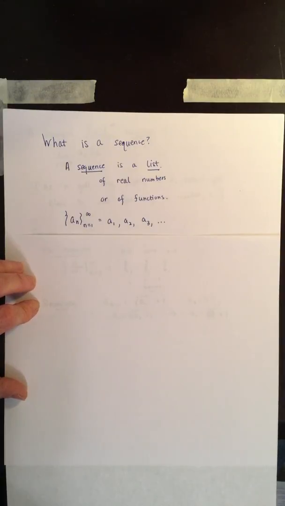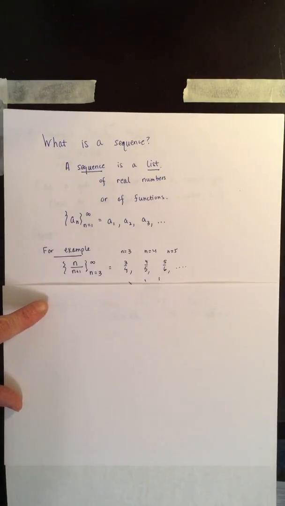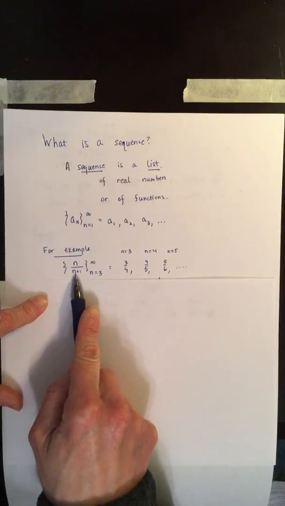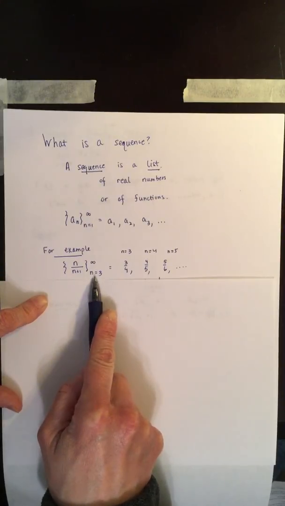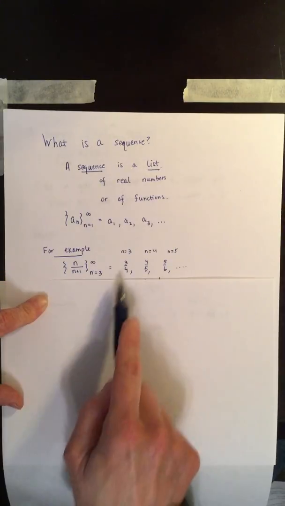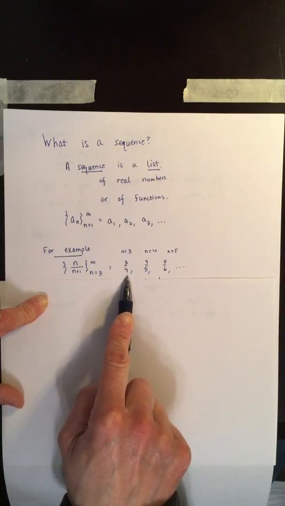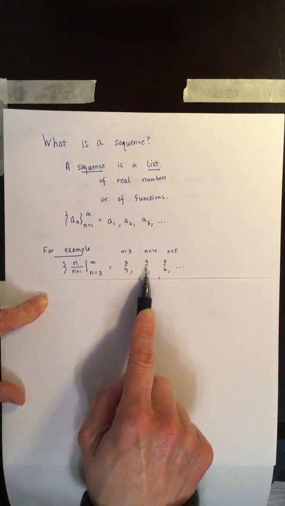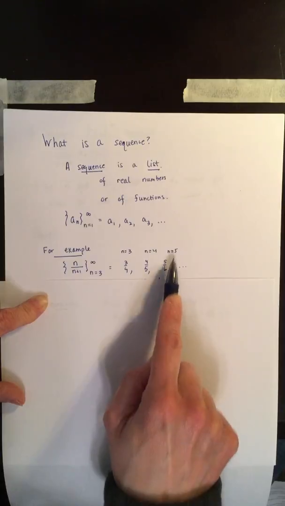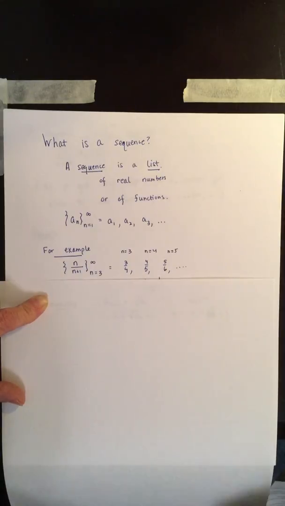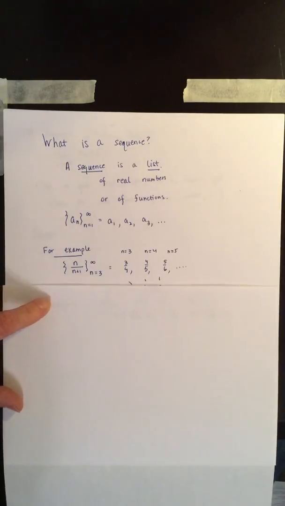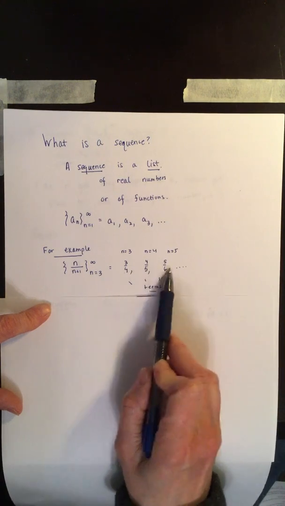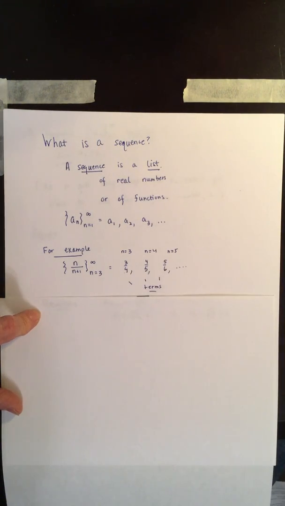For example, I could have the sequence n divided by n plus 1, where n begins at 3 and continues until infinity. So if n equals 3, I have the term 3/4. If n is equal to 4, I have 4/5. And if n is equal to 5, I have the term 5/6, and that pattern would continue. Again, these items would be considered terms.